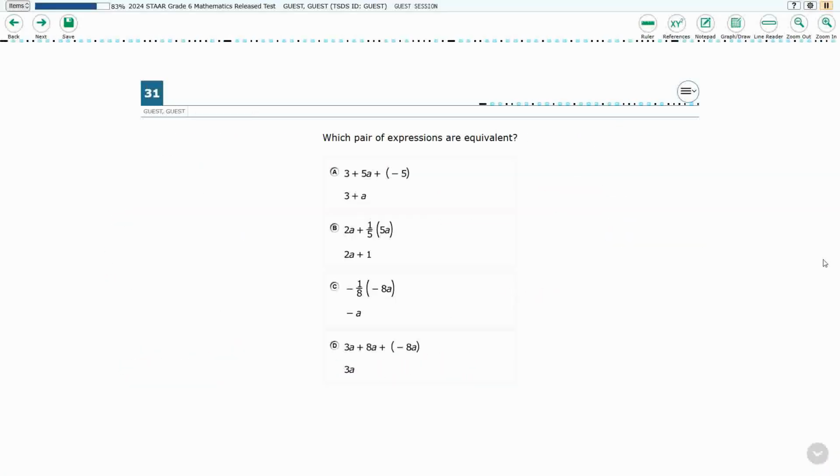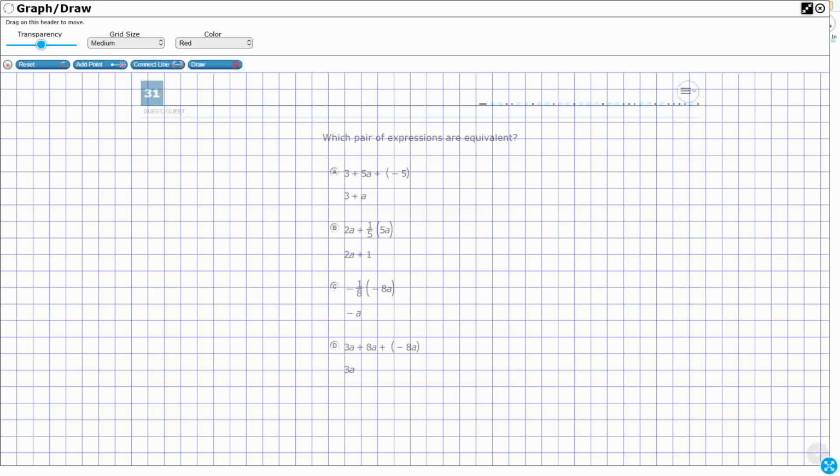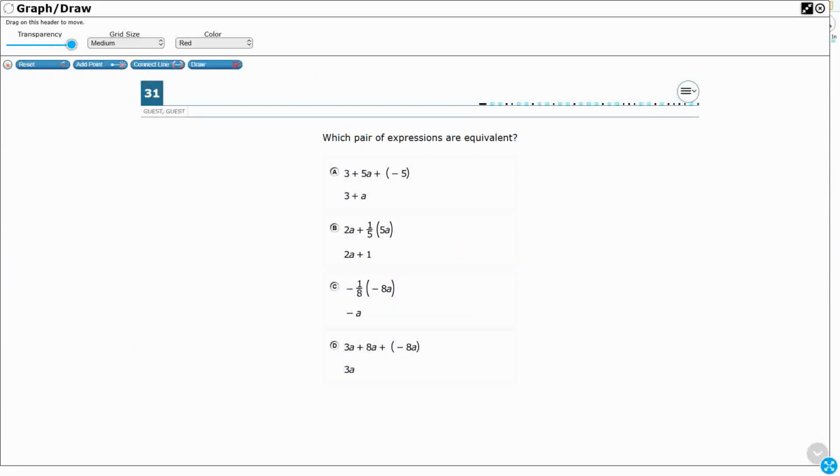For number 31, we simply need to find the pair of expressions that are equivalent. So we are looking at properties of operations, 6.7d. And the big question is which types of terms can you combine or simplify?